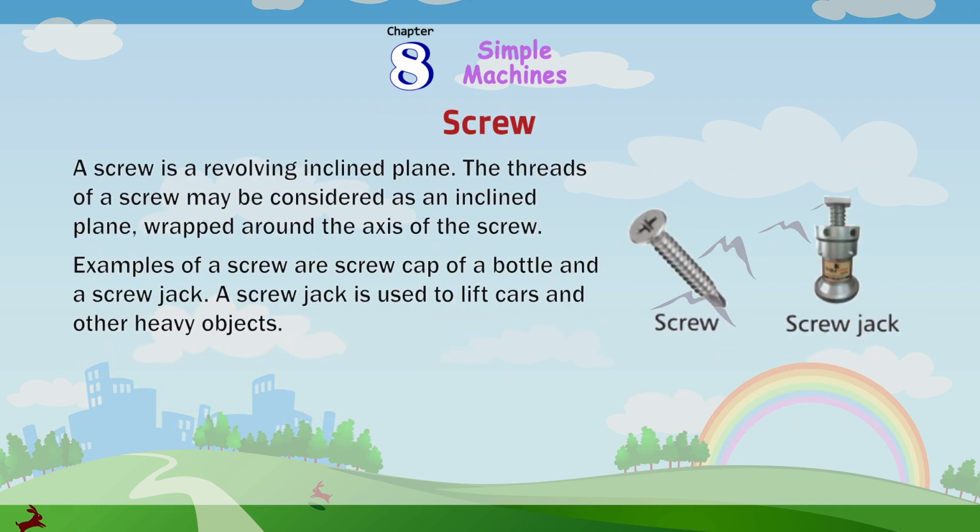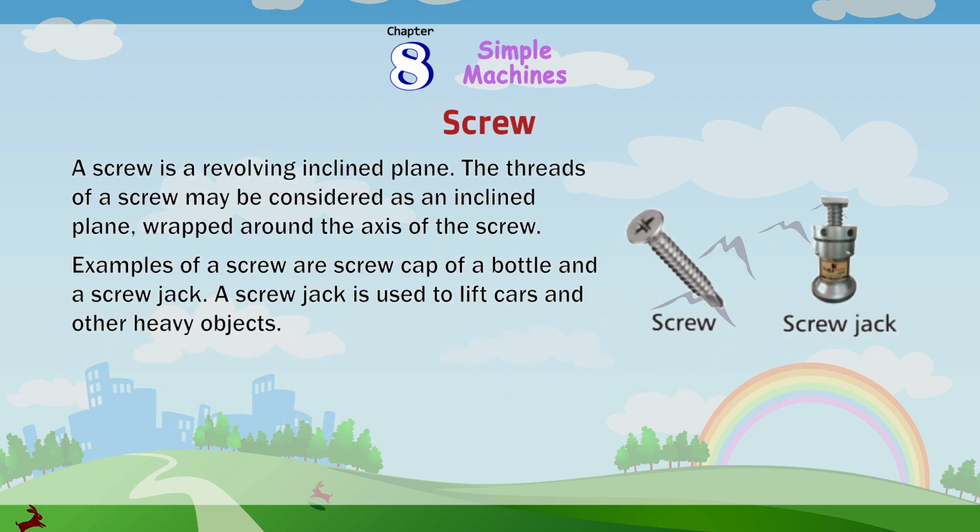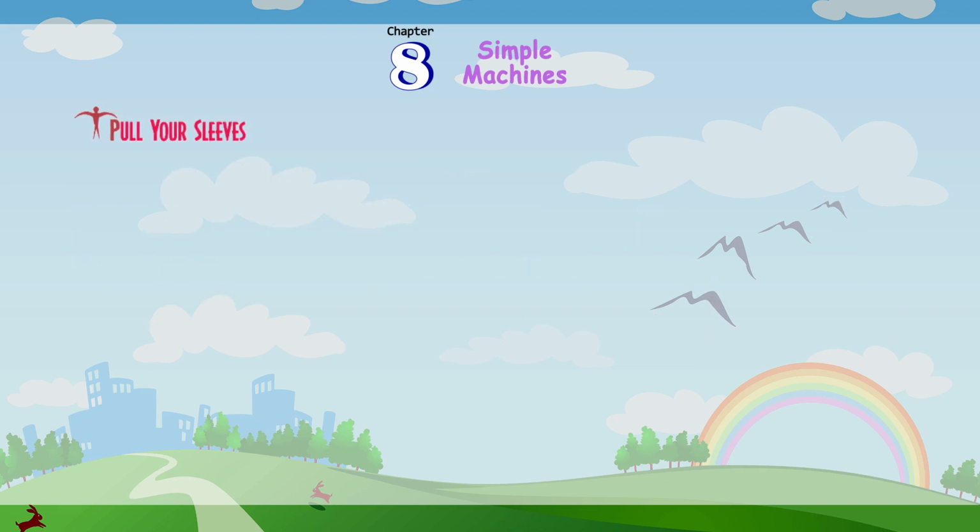Screw. A screw is a revolving inclined plane. The threads of a screw may be considered as an inclined plane wrapped around the axis of the screw. Examples of a screw are the screw cap of a bottle and a screw jack. A screw jack is used to lift cars and other heavy objects. Screw, screw jack.